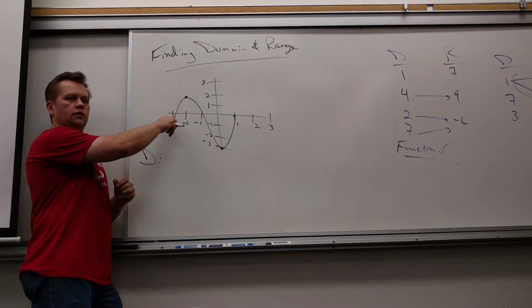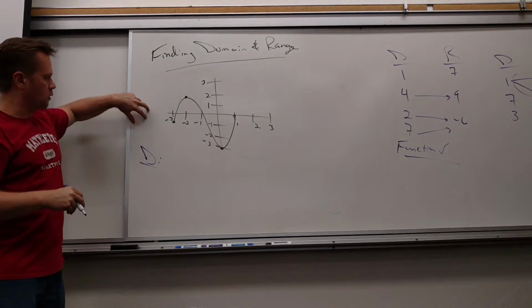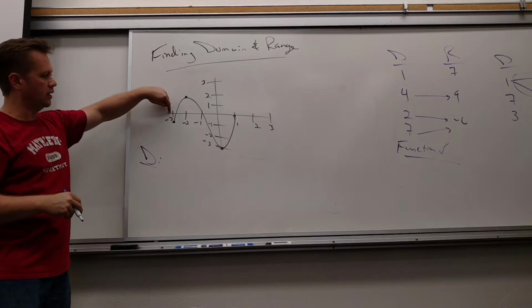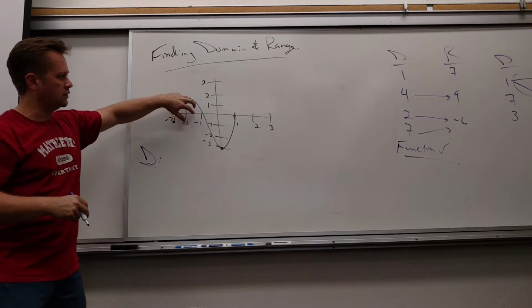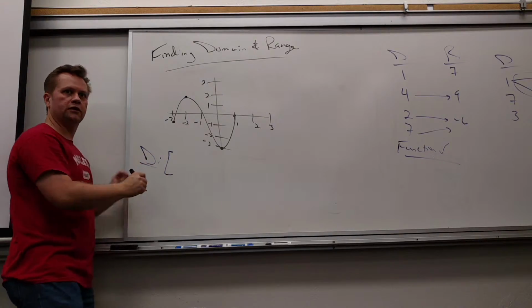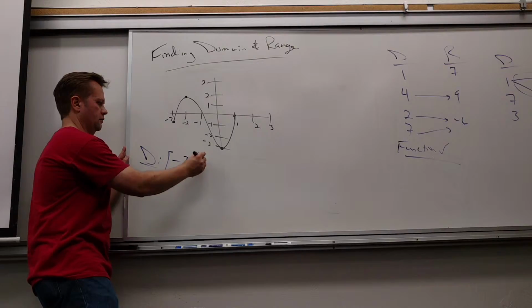-3. So one way I teach this is, imagine a little dude walking on the x-axis. What's the first time he sees the function? At -3. What's the last time he sees the function? At 1. So the domain would be, oh, interval notation. -3 up to 1.